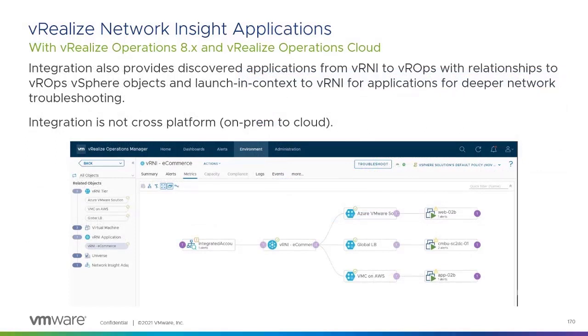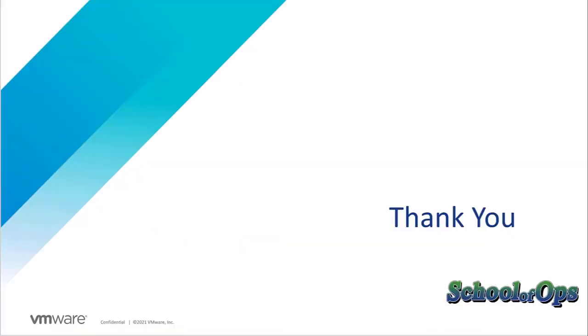In addition to alerting, this integration also brings in applications discovered by Network Insight as application objects within vROps for app-aware operations and troubleshooting. Admins can also open Network Insight in the context of an application for faster troubleshooting.